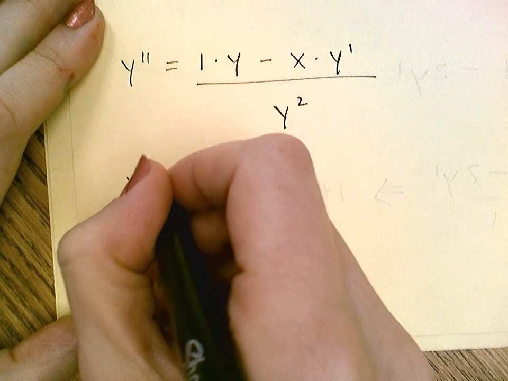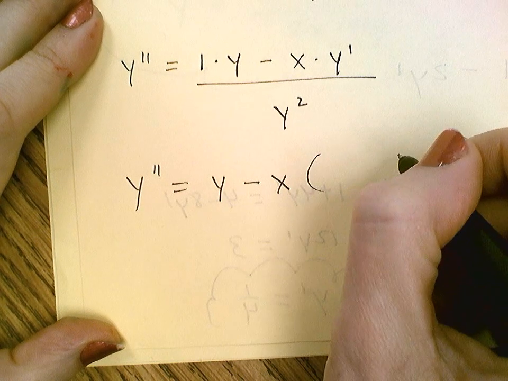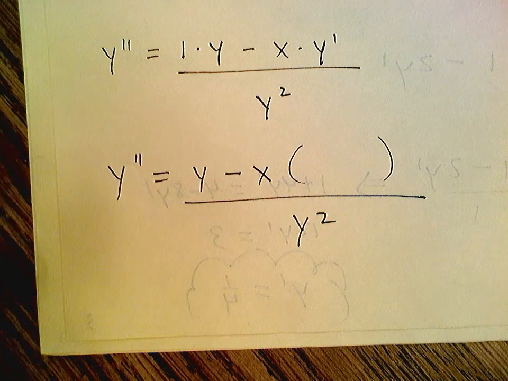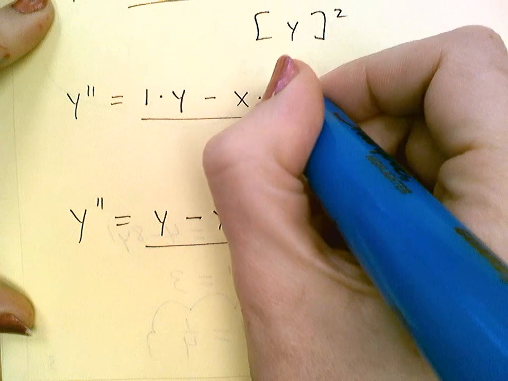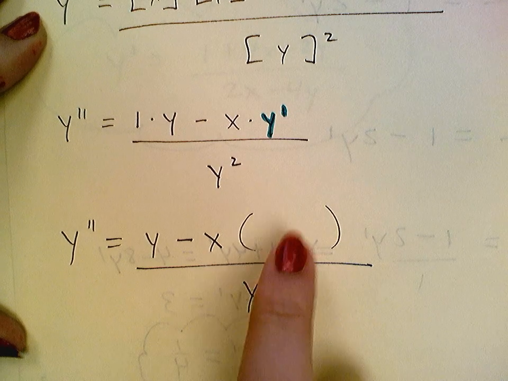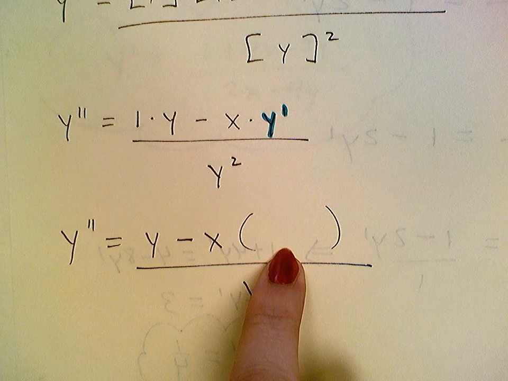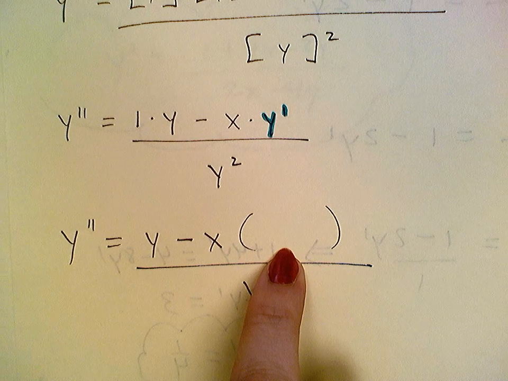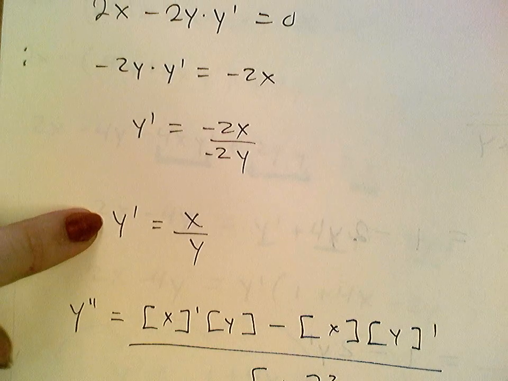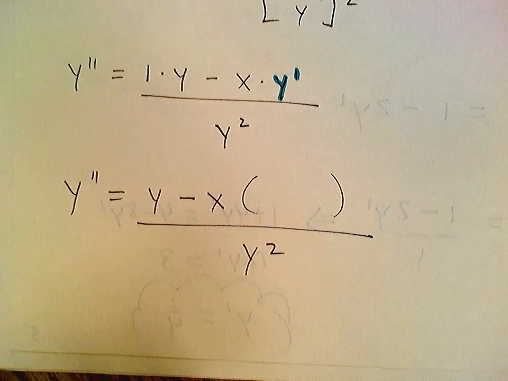And then the very last thing you do, they want this in terms of x and y. So this y prime, I have to replace with an expression in terms of just x and y. So I need to know what is y prime. And y prime is that. So x over y goes in there.